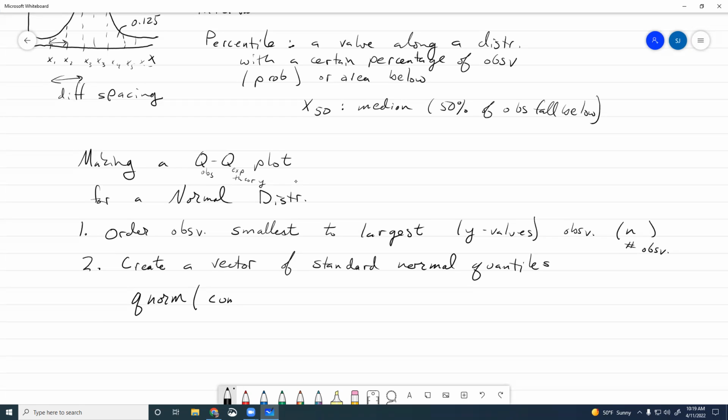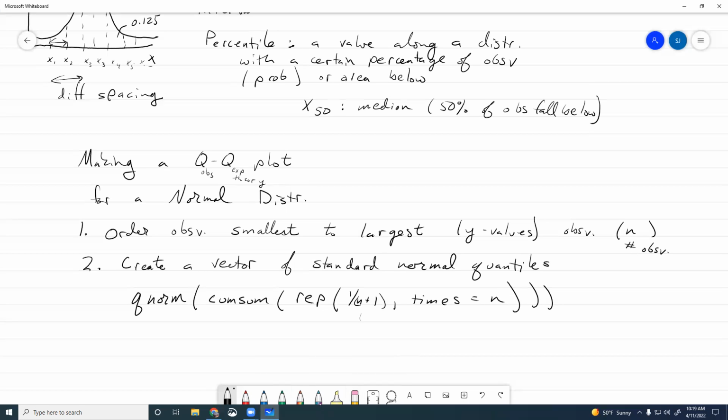So we're going to do cumsum, cumulative sum. And then we're going to do rep, 1 over n plus 1, times equals n. Just make sure we got enough parentheses there. I think we need 3 parentheses there. And so what this does is it's going to give us 1 over n plus 1. So let me put that in parentheses there. 1 over n plus 1. This is going to give us the cumulative probability values that we're going to put into qnorm.